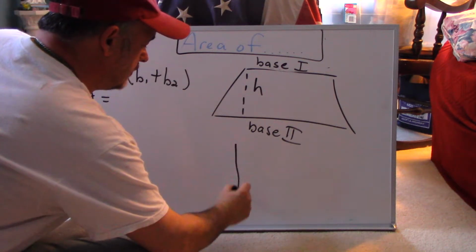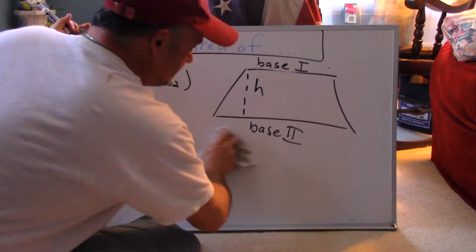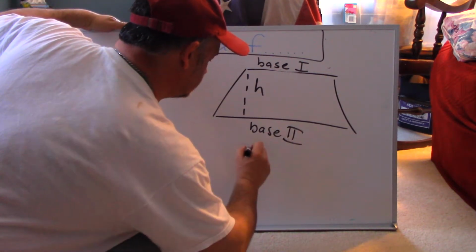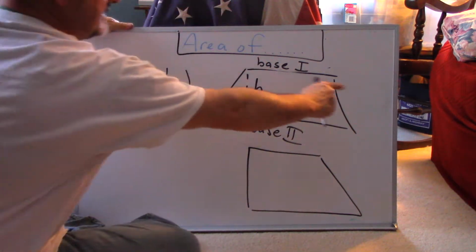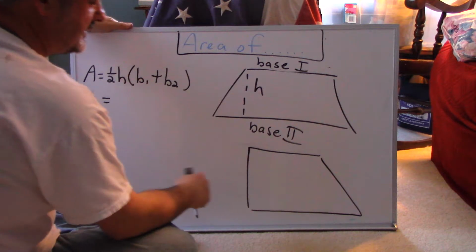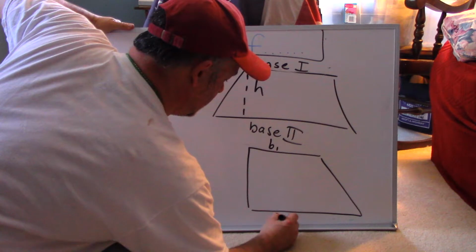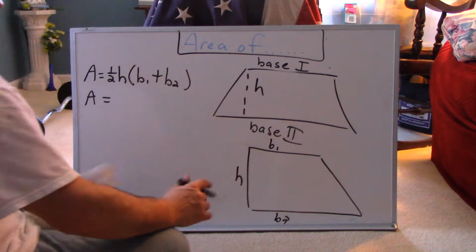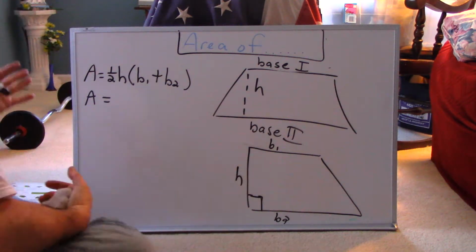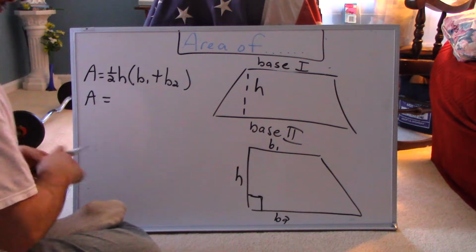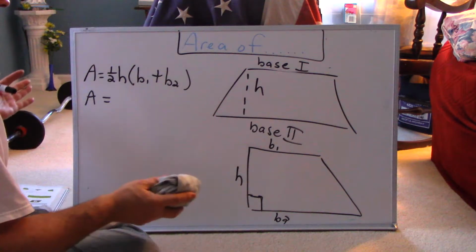A trapezoid can also be drawn like this. Okay? This is an isosceles trapezoid, the one at the top. This is not. So then this would be base 1. This would be base 2, and that would be the height, and you'd have a right angle here. So I just want to let you know you can do it either way. It doesn't really matter. You can draw either type of trapezoid. So don't get confused about that, all right?